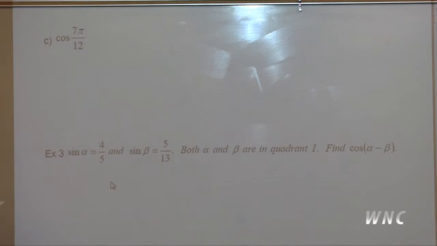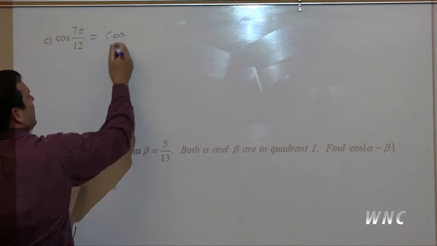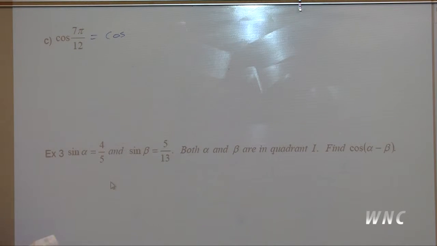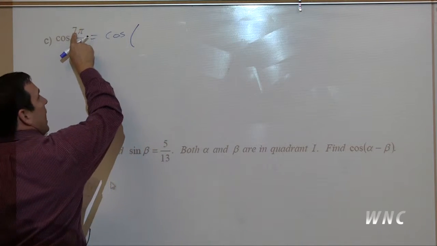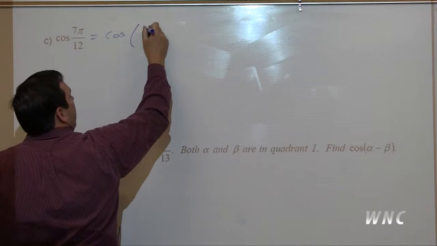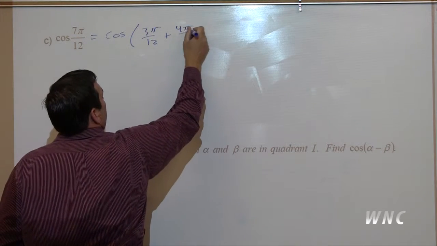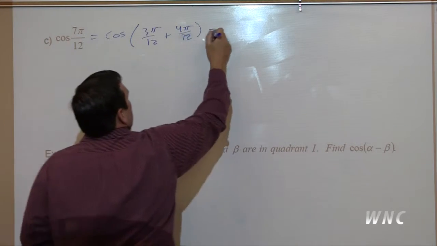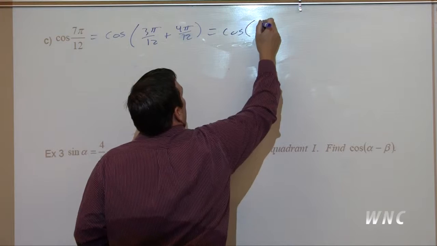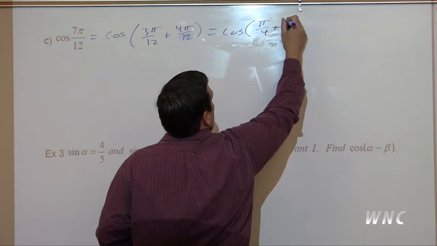Cosine of 7 pi over 12. Now I'm breaking this down. We want things that we know. We don't know anything divided by 12. But think of things that add up to be 7, like 3 pi over 12 plus 4 pi over 12. Now these will both reduce. This is then cosine of pi over 4 plus 4 pi over 12, which is pi over 3.